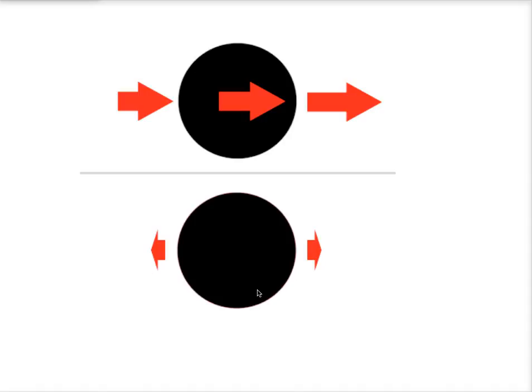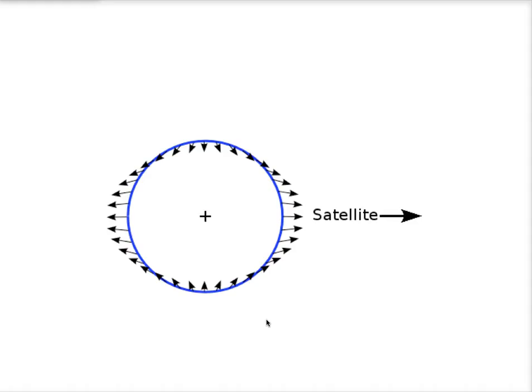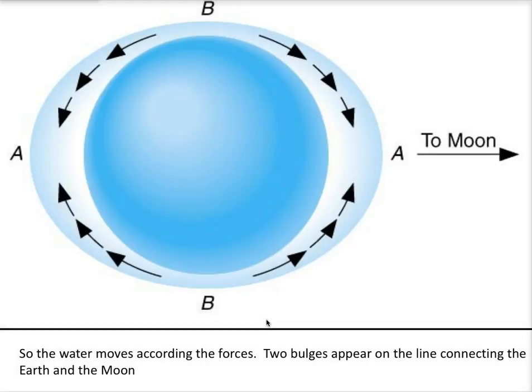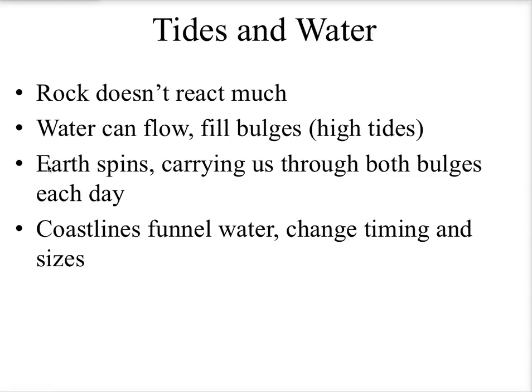All right, here's another picture of what's going on. And here's another picture of what's going on. They're all doing the same thing. In this particular case, the water is flowing from here out to here, filling up, causing a bulge there and on the other side.